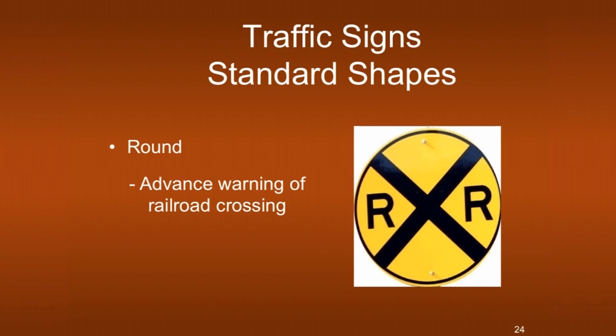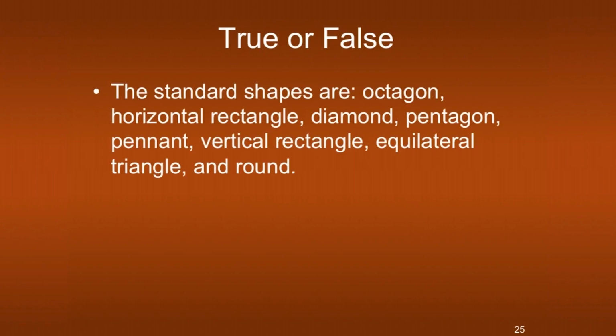Round signs always are an indication of railroad crossing. A few study questions on this. The standard shapes are octagon, horizontal rectangle, diamond, pentagon, pennant, vertical rectangle, equilateral triangle, and round. And again, if you count the number of shapes listed here, you'll notice it's 8. That's what we're focused on.